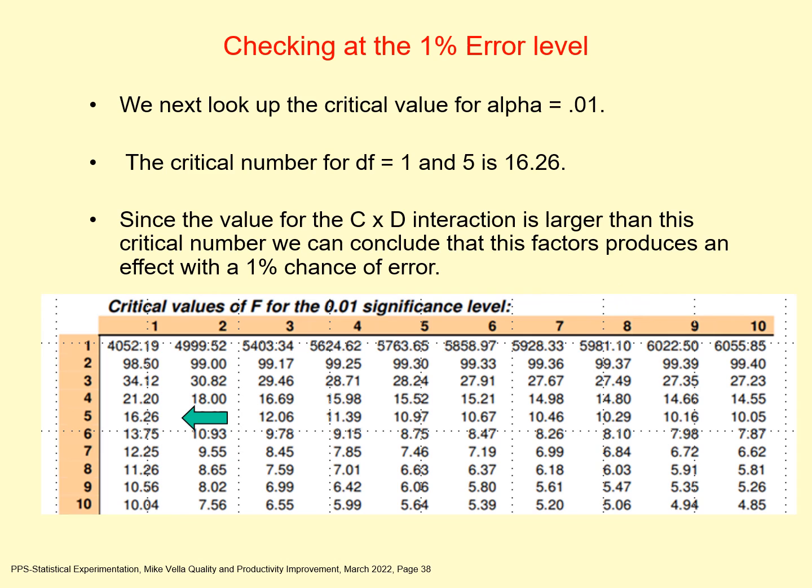And if we wanted to take this a bit beyond that and determine what it would be for a 1% error rate, I've shown the 1% table and the same item here with degrees of freedom 1 and degrees of freedom 5. The critical value for 1% error is 16.26.